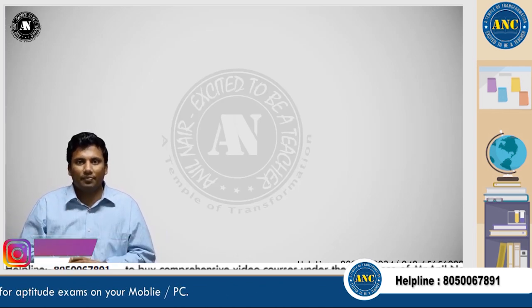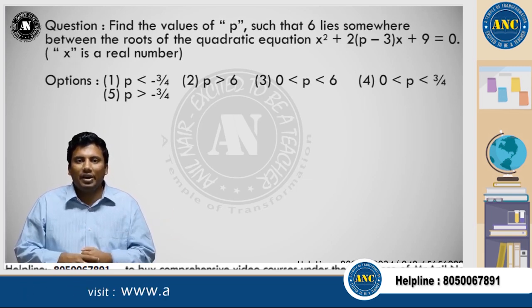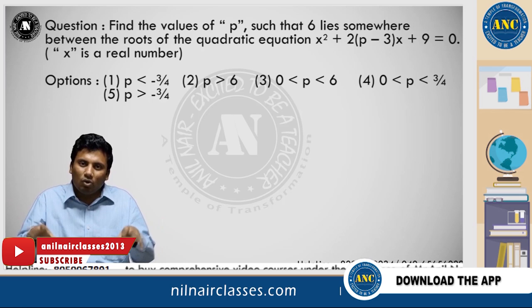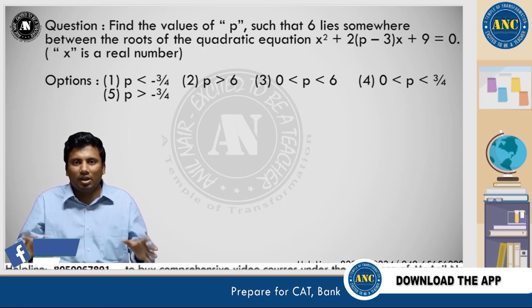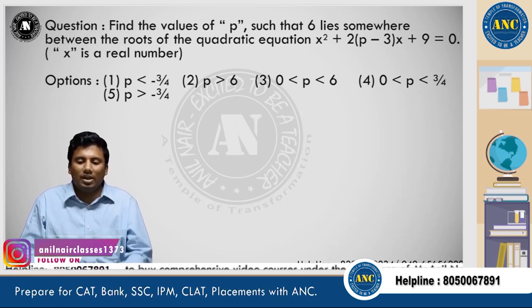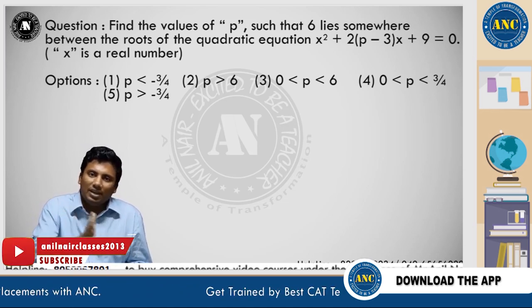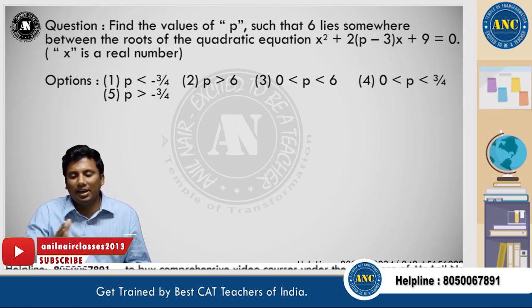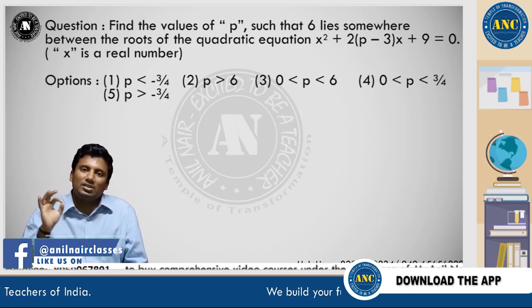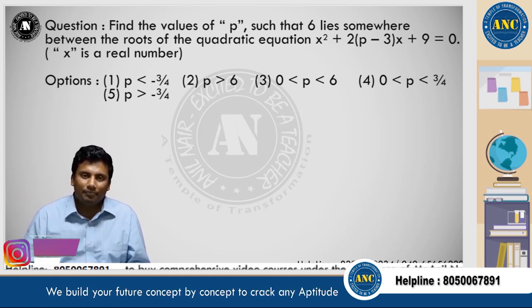There is a question which goes like this: find all the values of p such that 6 lies somewhere between the roots of the equation x square plus 2 into p minus 3 into x plus 9 equivalent to 0. X is a real number. And there are 5 options which are given to you. First option p less than minus 3 by 4. Second option p greater than 6. Third option 0 less than p less than 6. Fourth option 0 less than p less than 3 by 4. Fifth option p greater than minus 3 by 4.